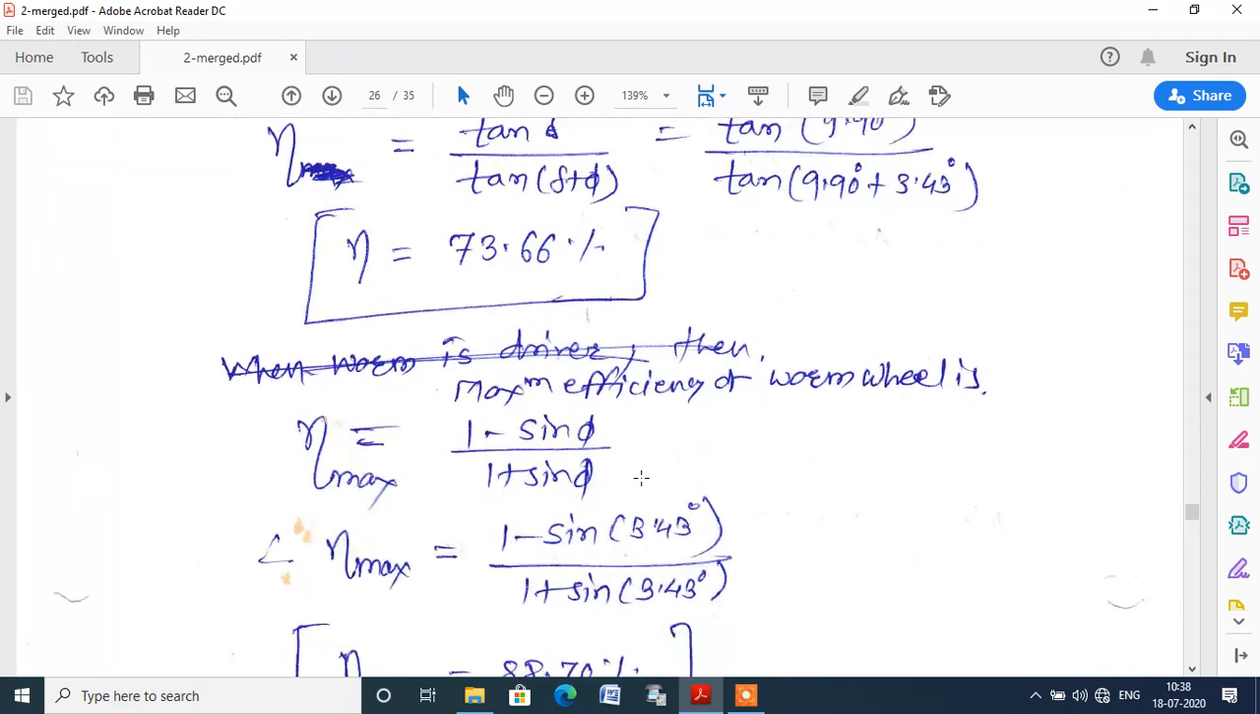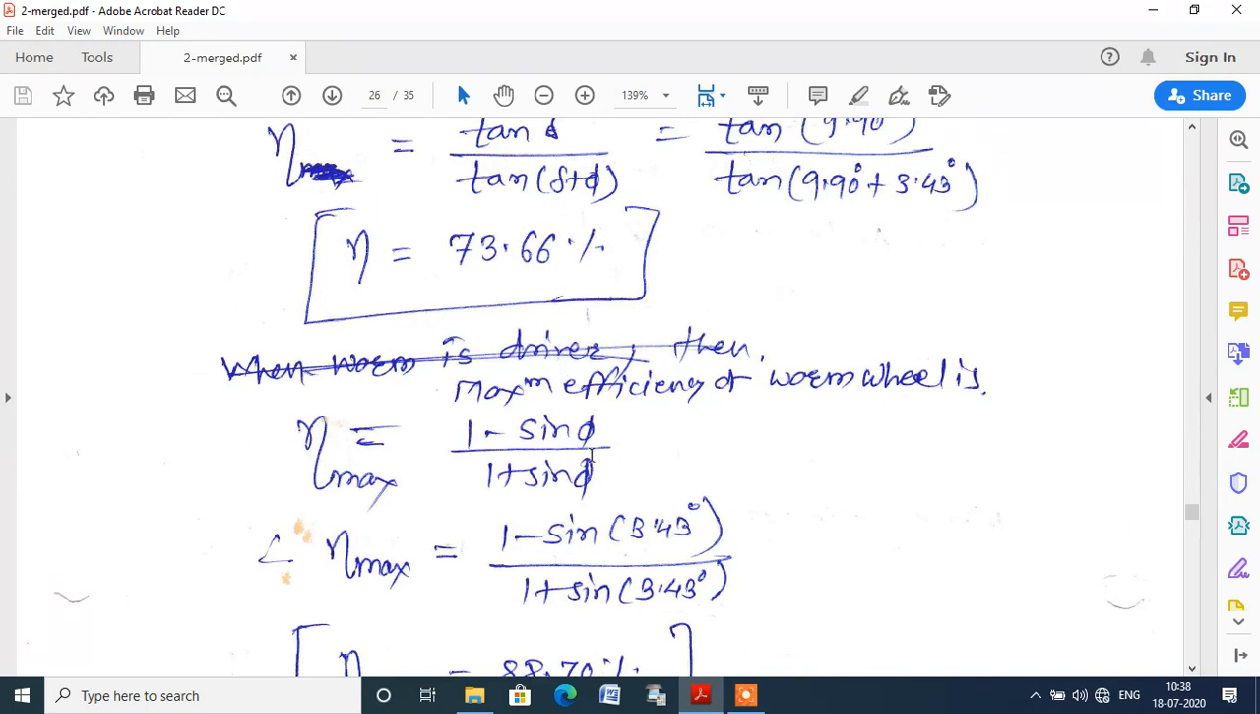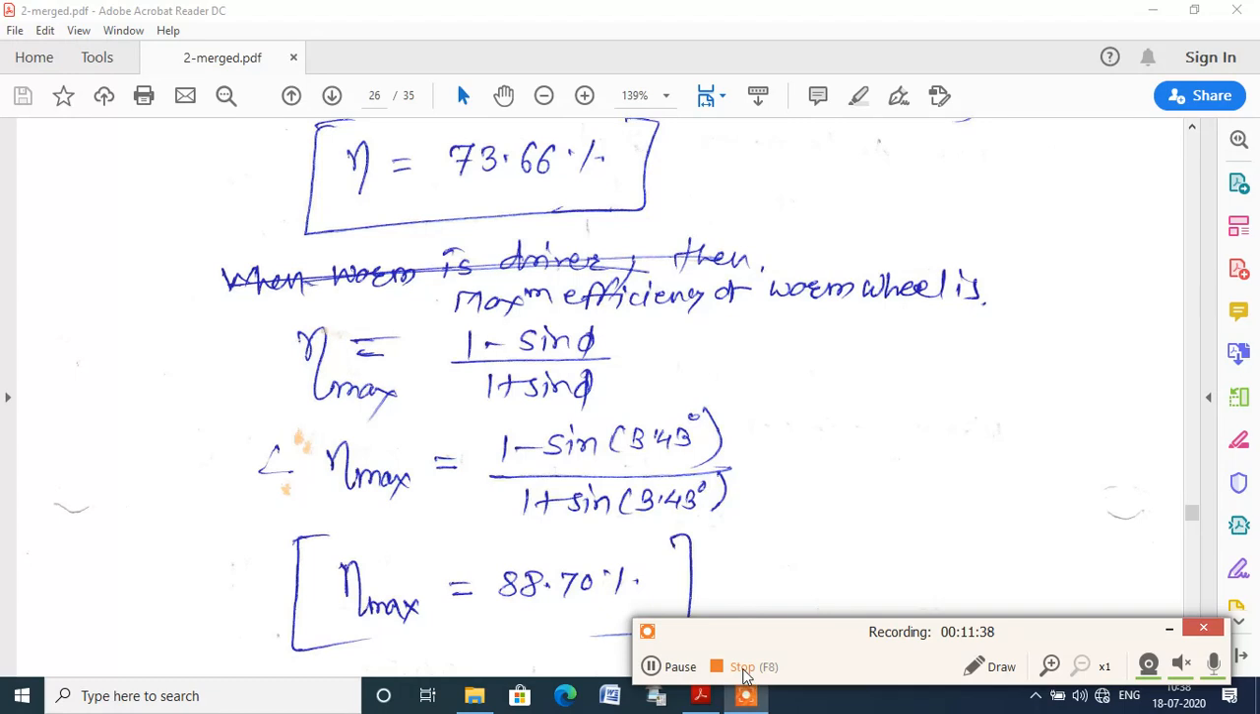Now when worm wheel is the driver, we have another equation: efficiency equals tan (delta minus phi) upon tan delta. So we can calculate accordingly. And I told you that maximum efficiency for both the cases does not change. Therefore, eta max equals (1 minus sin phi) upon (1 plus sin phi). Putting the value of phi here, we get maximum efficiency, multiplied by 100, and we got the answer 88.70%. So this way you have to solve the problem. The next numerical we will see in the next part.